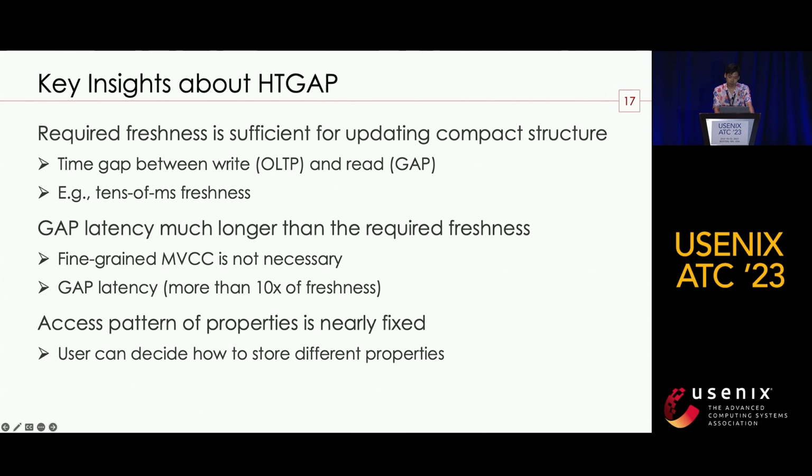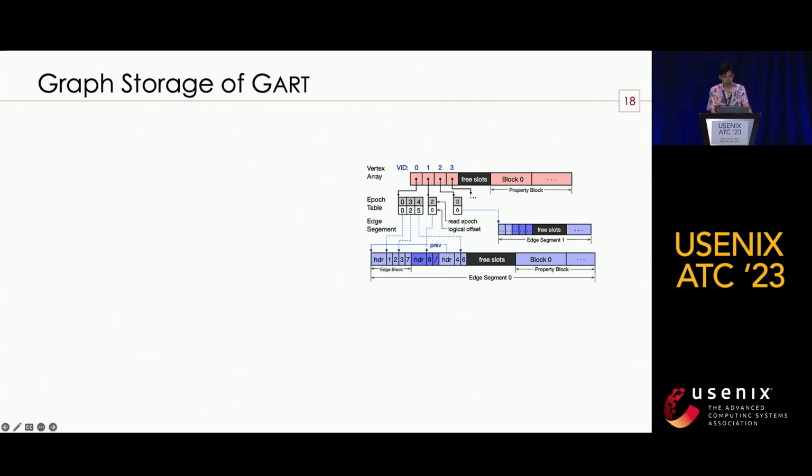In addition, for the property, the access pattern is almost fixed under a single workload, so the user can decide how to store different properties by the workload and the access patterns. Based on the three key insights about HTGAP, we have redesigned the dynamic graph storage in GAT across three key aspects: the topology storage, MVCC, and the property storage.